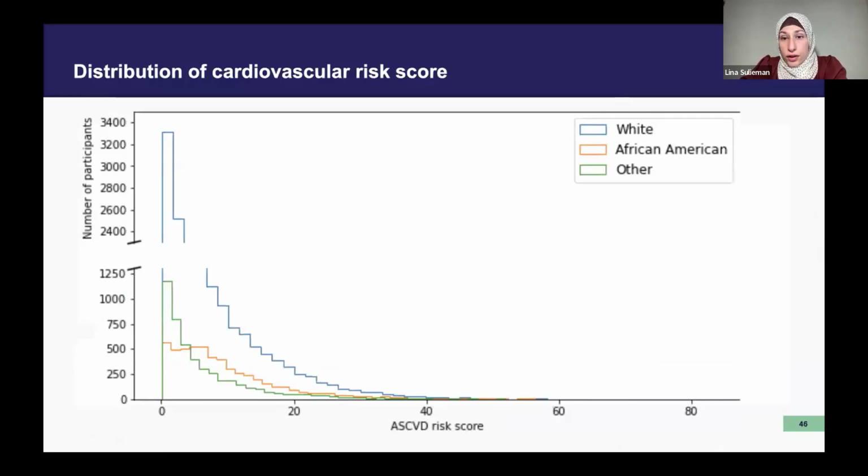This is the distribution of the cardiovascular score that we got. Since 58% of the participants were white, you see that the number of white participants is the highest compared to the other participant races. And this is the distribution of the ASCVD risk score. It has a long tail.